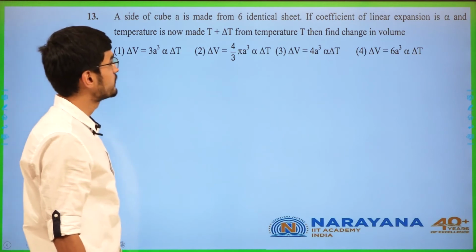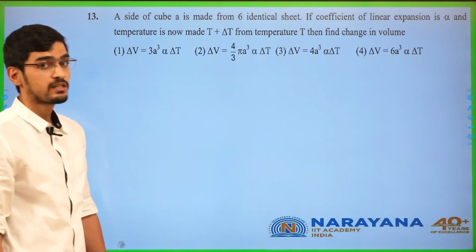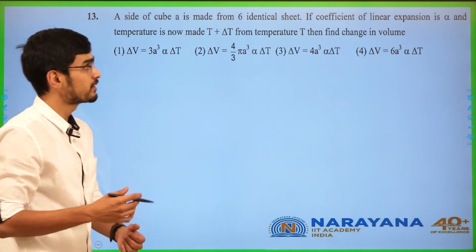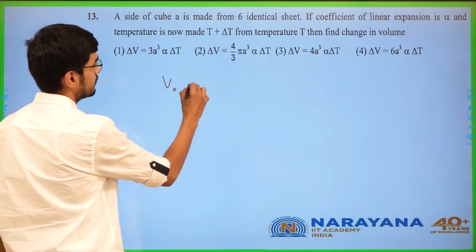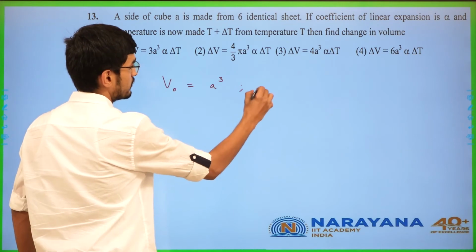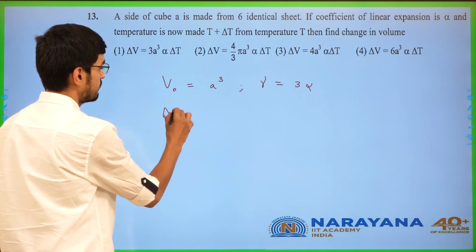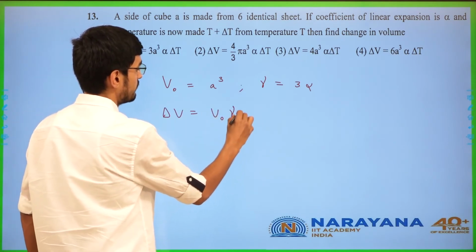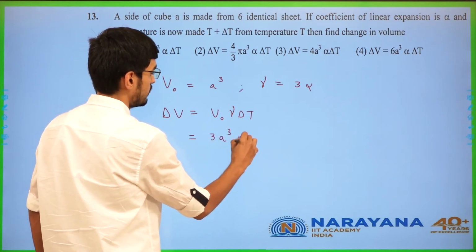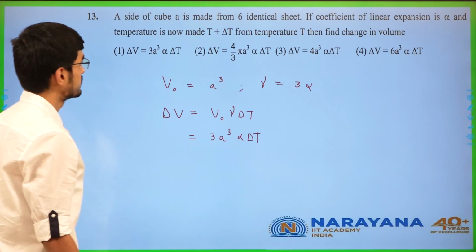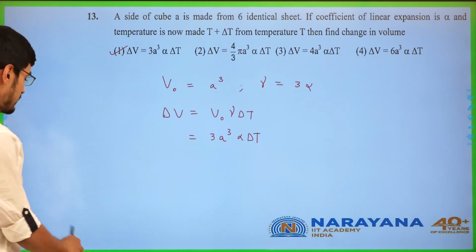Next. A side of a cube A is made from 6 identical sheets. If coefficient of linear expansion is alpha and temperature is now made T plus delta T from temperature T, then find the change in volume. So we can say that the initial volume V0 is A cube. The coefficient of volume expansion will be 3 times alpha. So delta V can be written as V0 gamma delta T, which will give us 3A cube alpha delta T. That's it. Nothing else to do here. First option is directly the correct one. Next question.